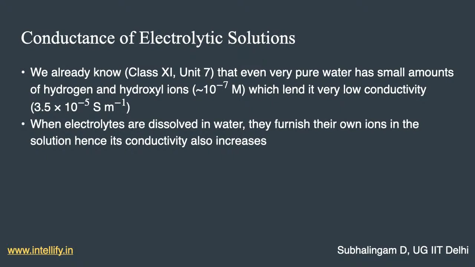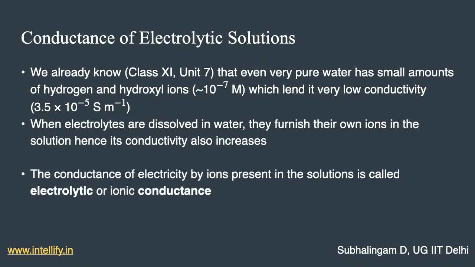When electrolytes are dissolved in water, they furnish their own ions in the solution, hence the conductivity also increases. The conductance of electricity by ions present in a solution is called electrolytic or ionic conductance. So previously we used the term metallic conductance where the conductivity is because of electrons in the metal. Now the conductivity is because of the ions in the solution, and such electricity produced because of ions we call electrolytic or ionic conductance.